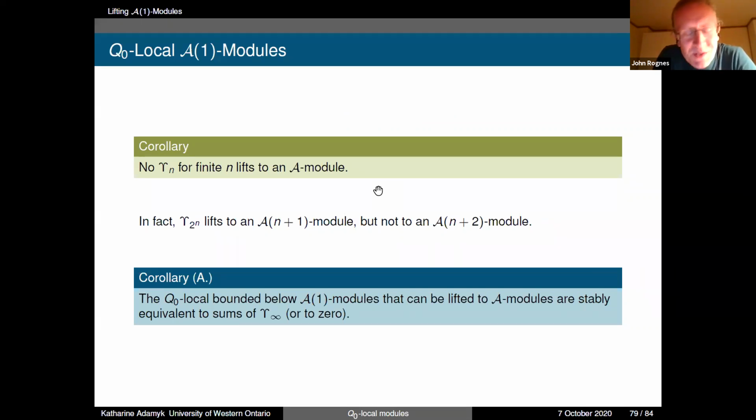There's a 1962 paper by C.T.C. Wall where he looks at what is actually Q0 local A1 modules, and he proves that they're what he calls near simple. So if you have one of these M, then there's a free module F mapping onto M, so that the kernel is the suspension of M. It sounds like this must somehow be similar. I don't know if you're aware of this paper.